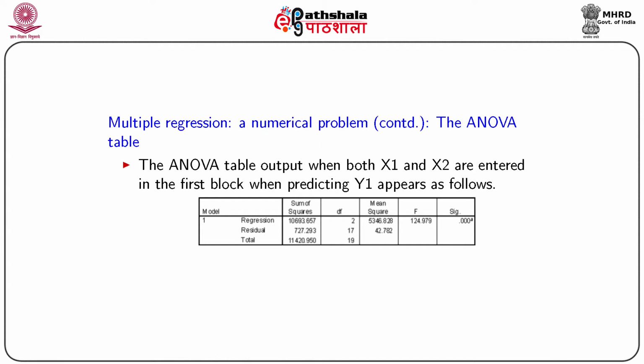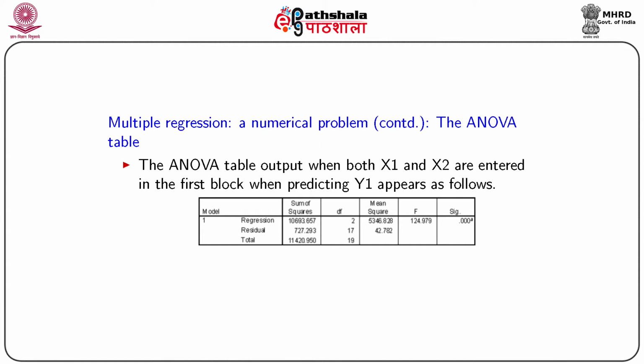Since the p-value is less than alpha, in this case assumed to be 0.05, the model with variables x1 and x2 is statistically significant in predicting y1. The sum of squares for the residual is 727.929, which is the sum of the squared residuals, and the mean square residual is 42.78, which we obtained by dividing 727.929 by the degrees of freedom, 17.